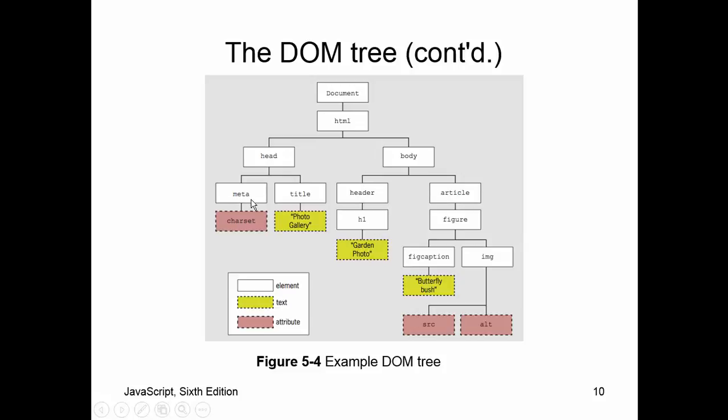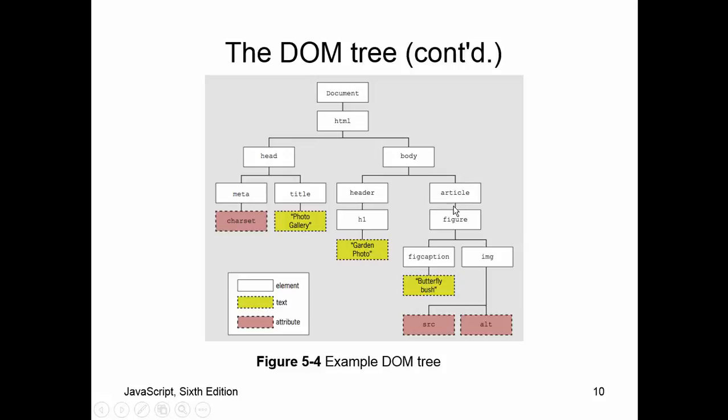All right? The meta element has got a charset. That's an attribute, so that's a part of the meta tag. The title has got some text, which says photo gallery, because that's what you're going to see up in the tab. The header has an H1 child, an H1 element, that again has a text element underneath it that says garden photo.